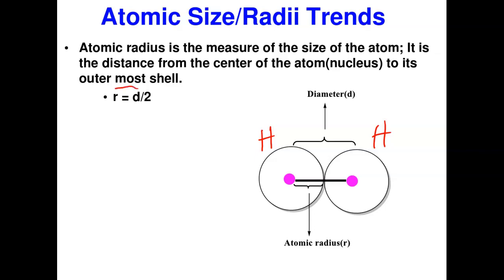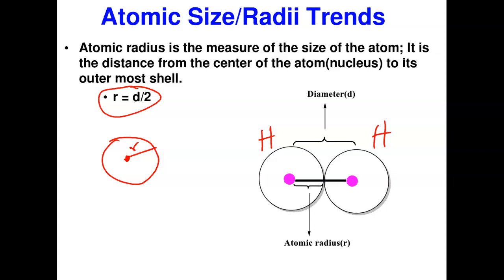Now, if we get the diameter and divide it by 2, of course, that will be the radius. Ordinarily we understand that the radius of a circle is just the distance from the center of the circle to the circumference of that circle. So that is akin to what we have here. It is just the measure of the size of the atom.